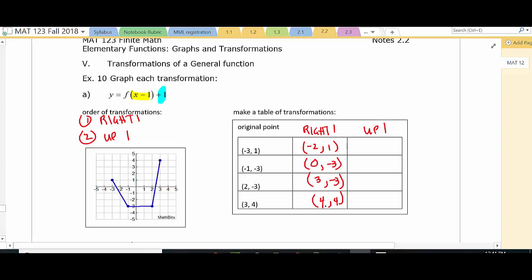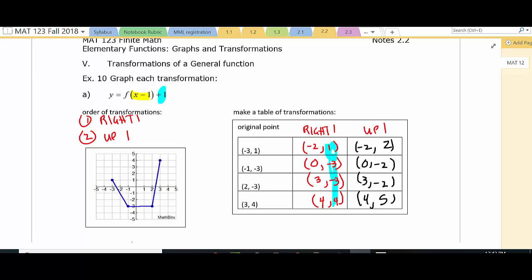Okay, what am I going to do with the up 1? Do I change x or change y? Change y, good. So in your head, you want to change all of these y values up 1 while you leave x alone. So we've got x where it needs to be. Okay, so 1 plus 1 would be 2. Negative 3 plus 1 is negative 2. Negative 3 plus 1 is negative 2, and then 4 plus 1 is 5. Okay, so if you do it this way, you can keep track of your points. Good, okay. This problem's easy enough that you could probably do it in your head.